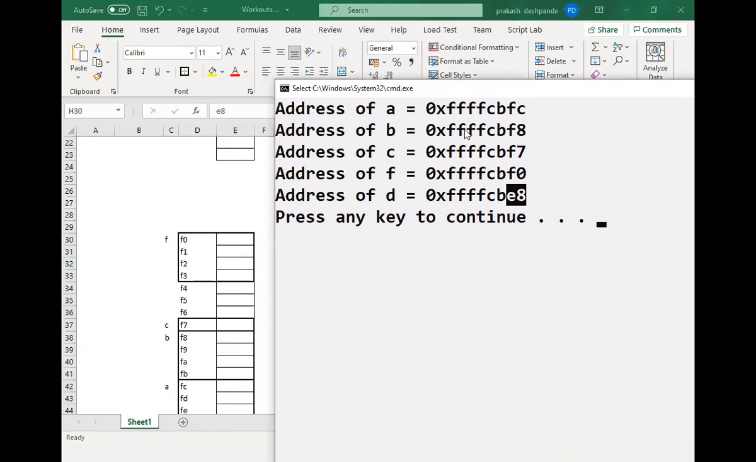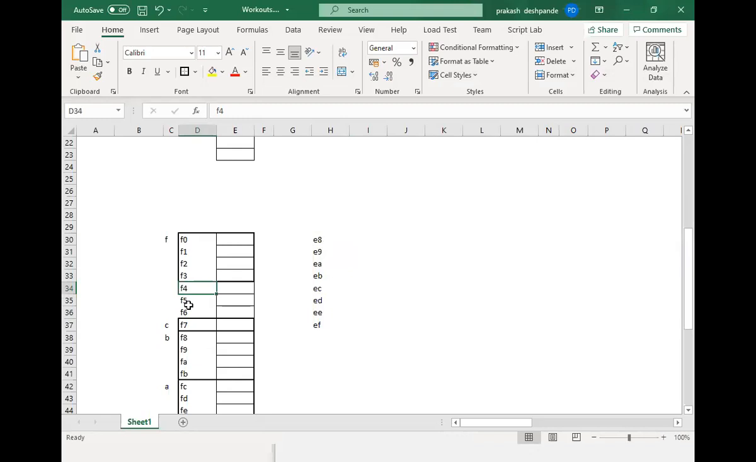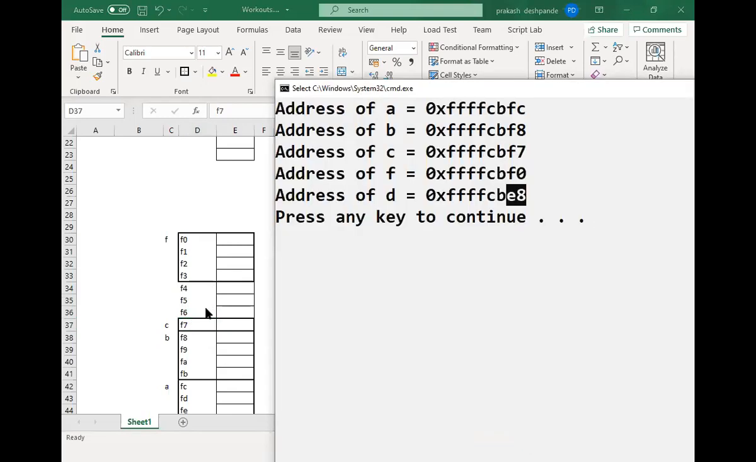Sir, for the C variable, instead of storing it in F7, can it be stored in F4 by the computer system? It depends on the computer system. It can allocate F4, or F5, or F6, or F7. It completely depends upon the computer. Wherever it finds that many blocks, it will just assign.